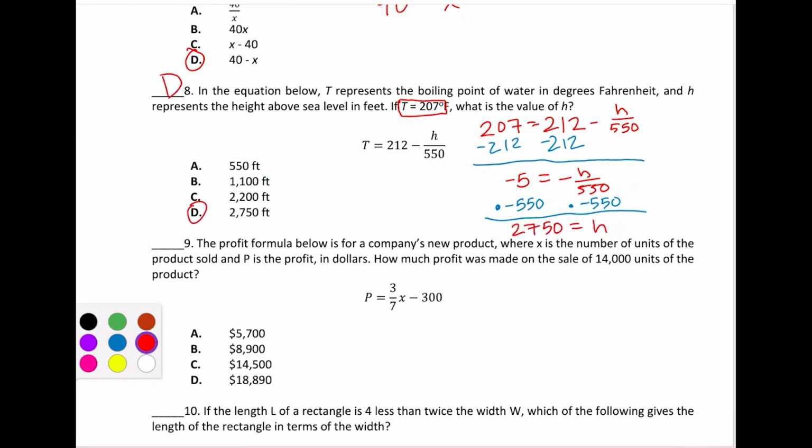But again, you might find a problem like this easier by just plugging in these numbers into H. It might be a little bit more time consuming because you do have to check all the answers, but let's say you're going to check C. You're just going to plug that number into H and then just use your calculator, 212 minus this fraction. And if it's not 207, that's not right.